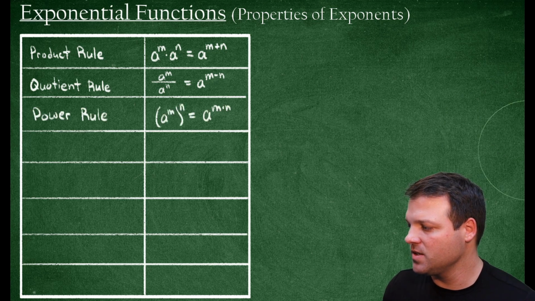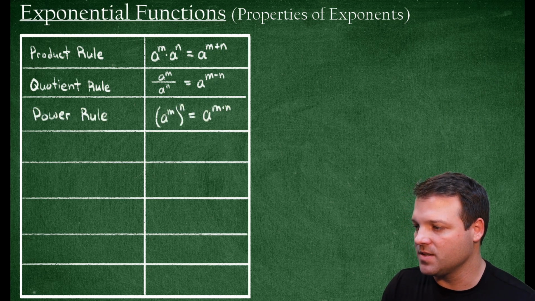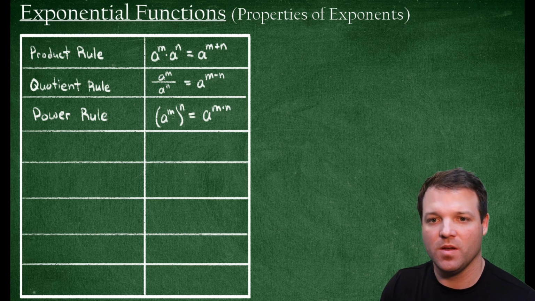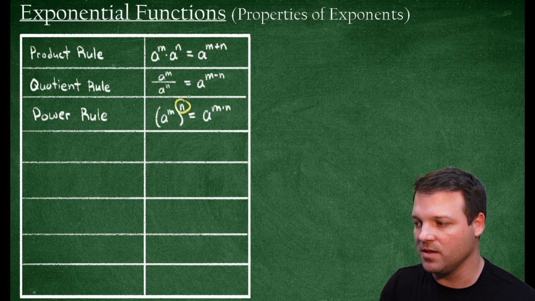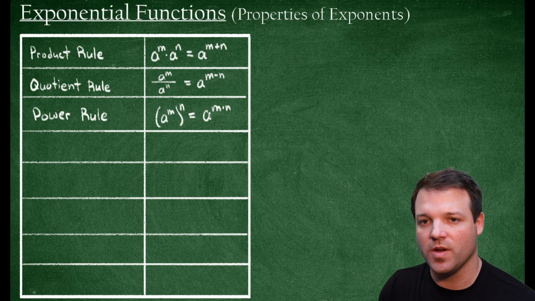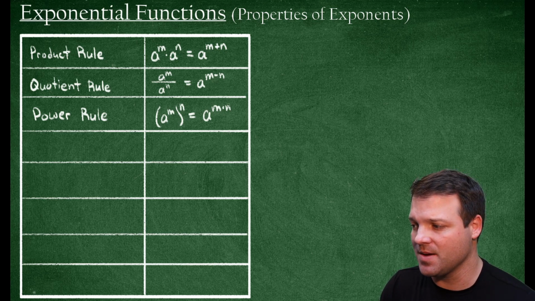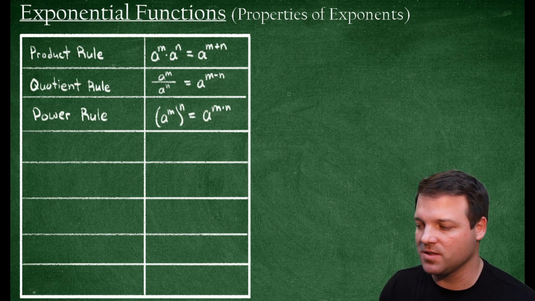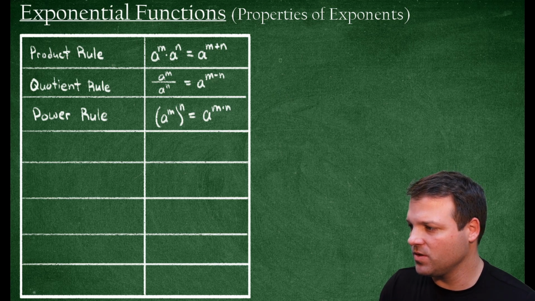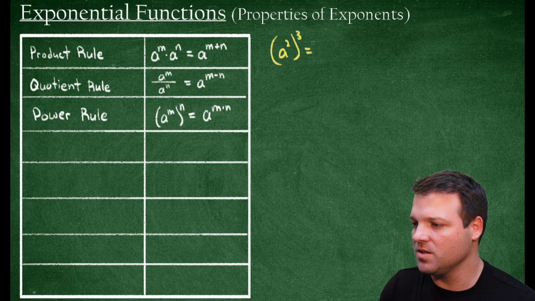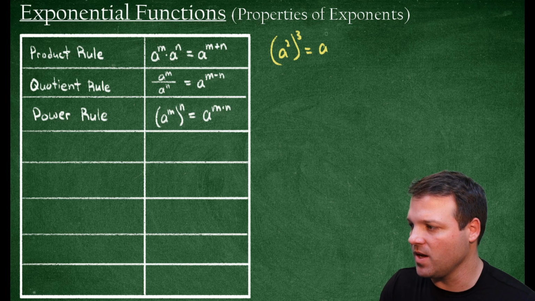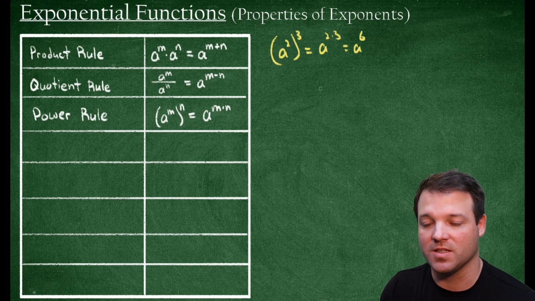The next one is the power rule, and it says if I have a to the power of m all to the power of n, then that is equivalent to a to the m times n. Again, let's see if we can prove this. Let's use an example. Say a squared all cubed. According to the power rule, this is equivalent to a to the 2 times 3, which is a to the power of 6. Let's see if we can get that to work out.